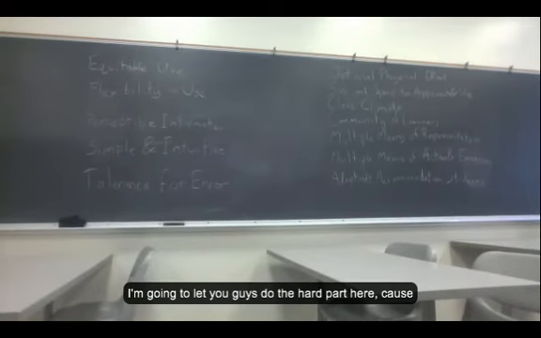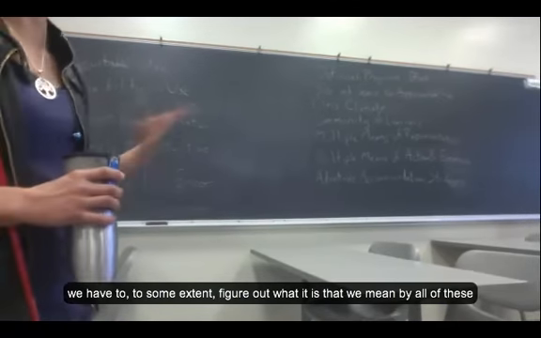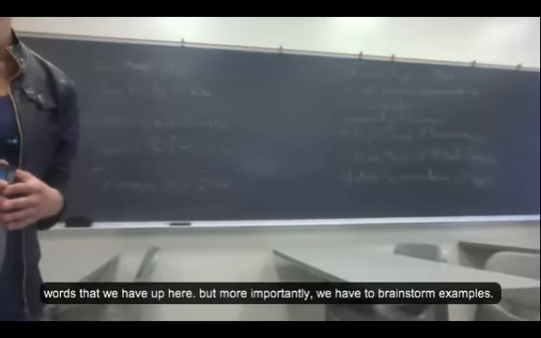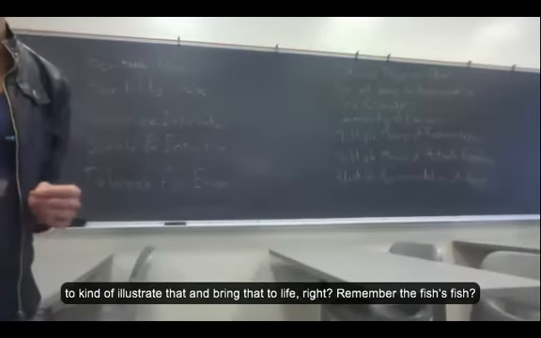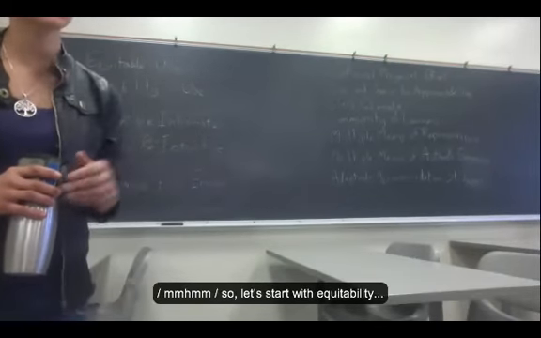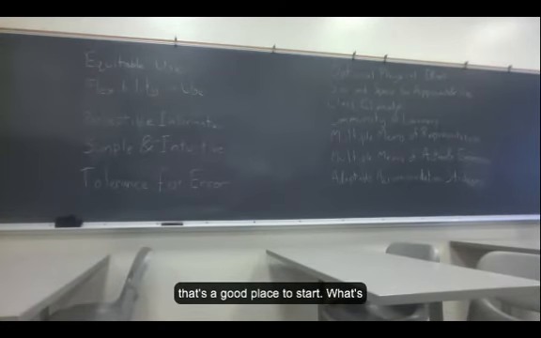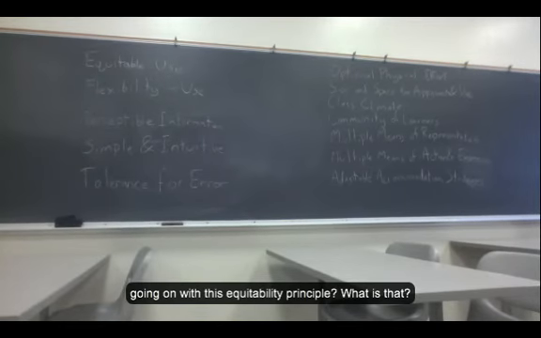I'm going to let you guys do the hard part here, because we have to, to some extent, figure out what it is that we mean by all these words that we have up here. But more importantly, we have to brainstorm examples to illustrate that and bring that to life, right? Remember, fish is fish. So let's start with equitability. That's a good place to start. What's going on with this equitability principle?